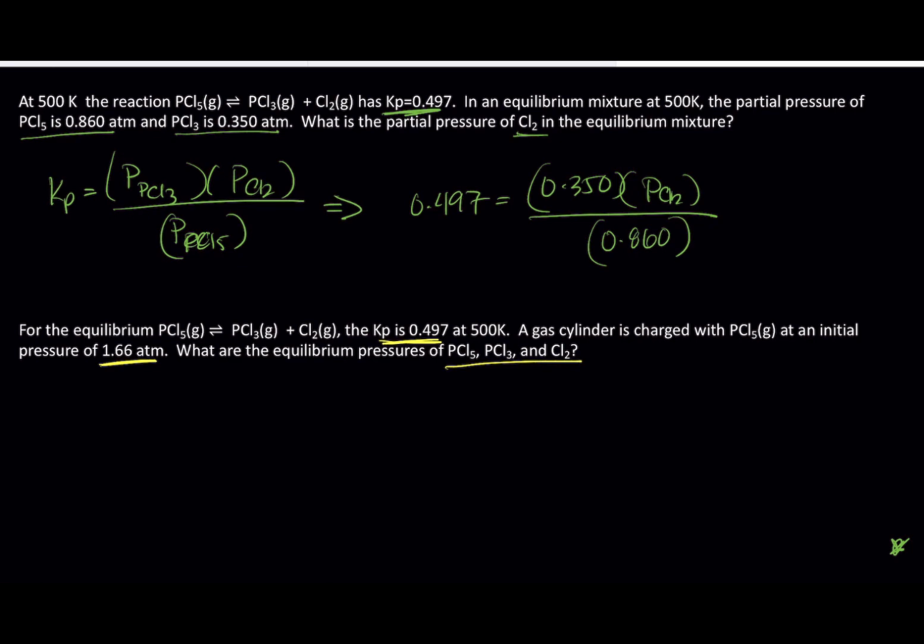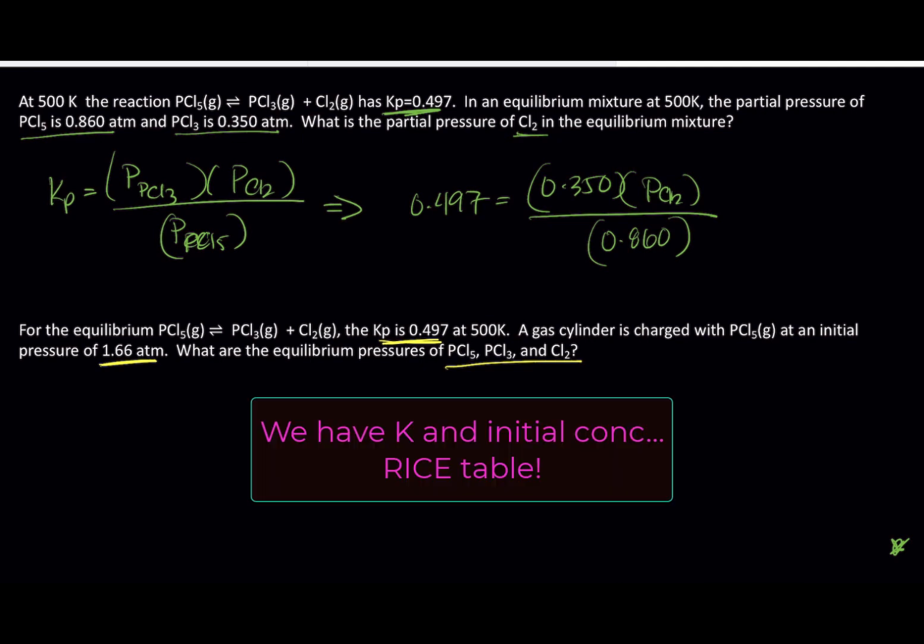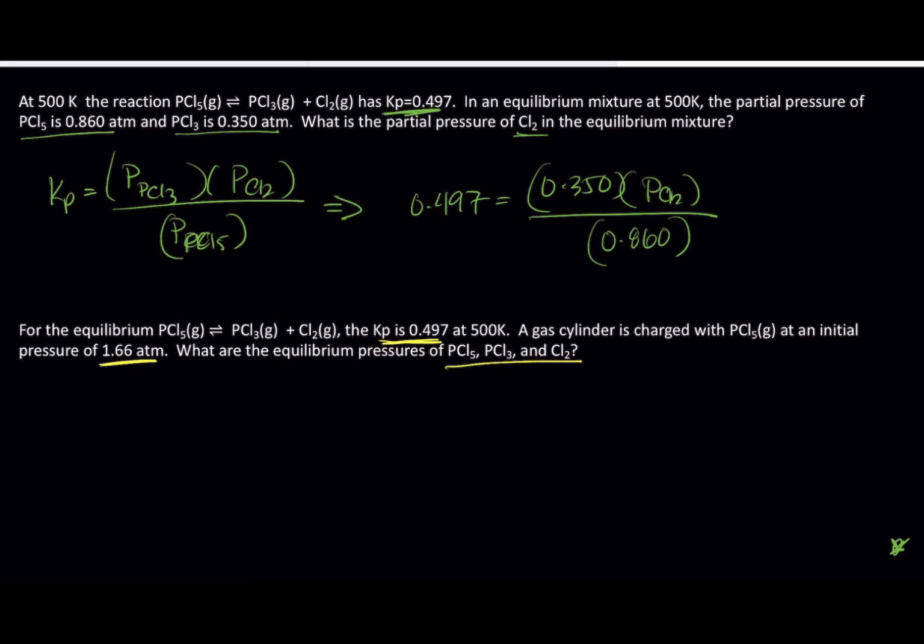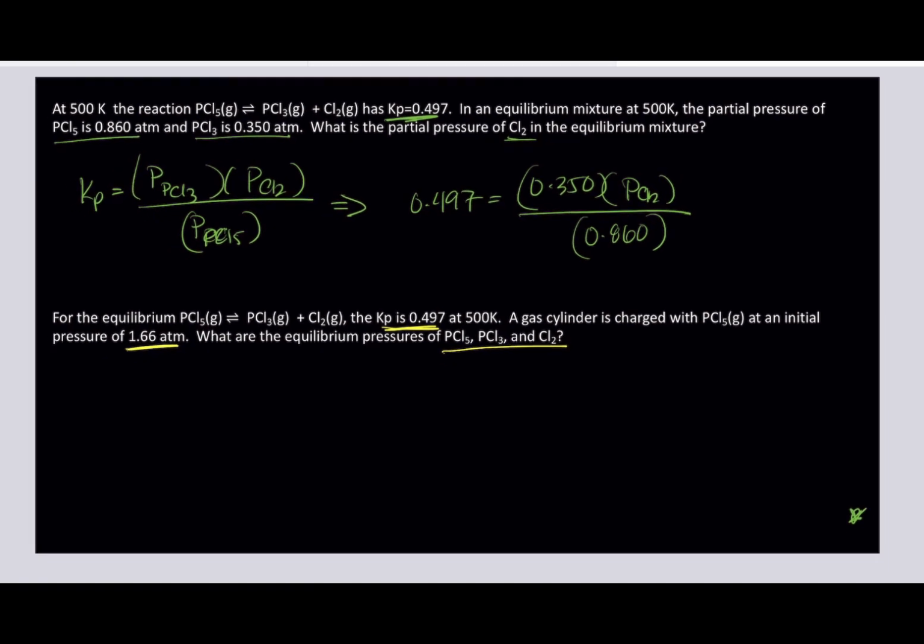So which means that all I have is an initial and a Kp, and I would like to know the equilibrium pressures. If I want to do that, where should I start? Right. Let's do a Rice table, right? If there's something we can't figure out, there's not something that's a straightforward algebra problem, that means we need to set up a Rice table. So what we're going to do is let's get that going.